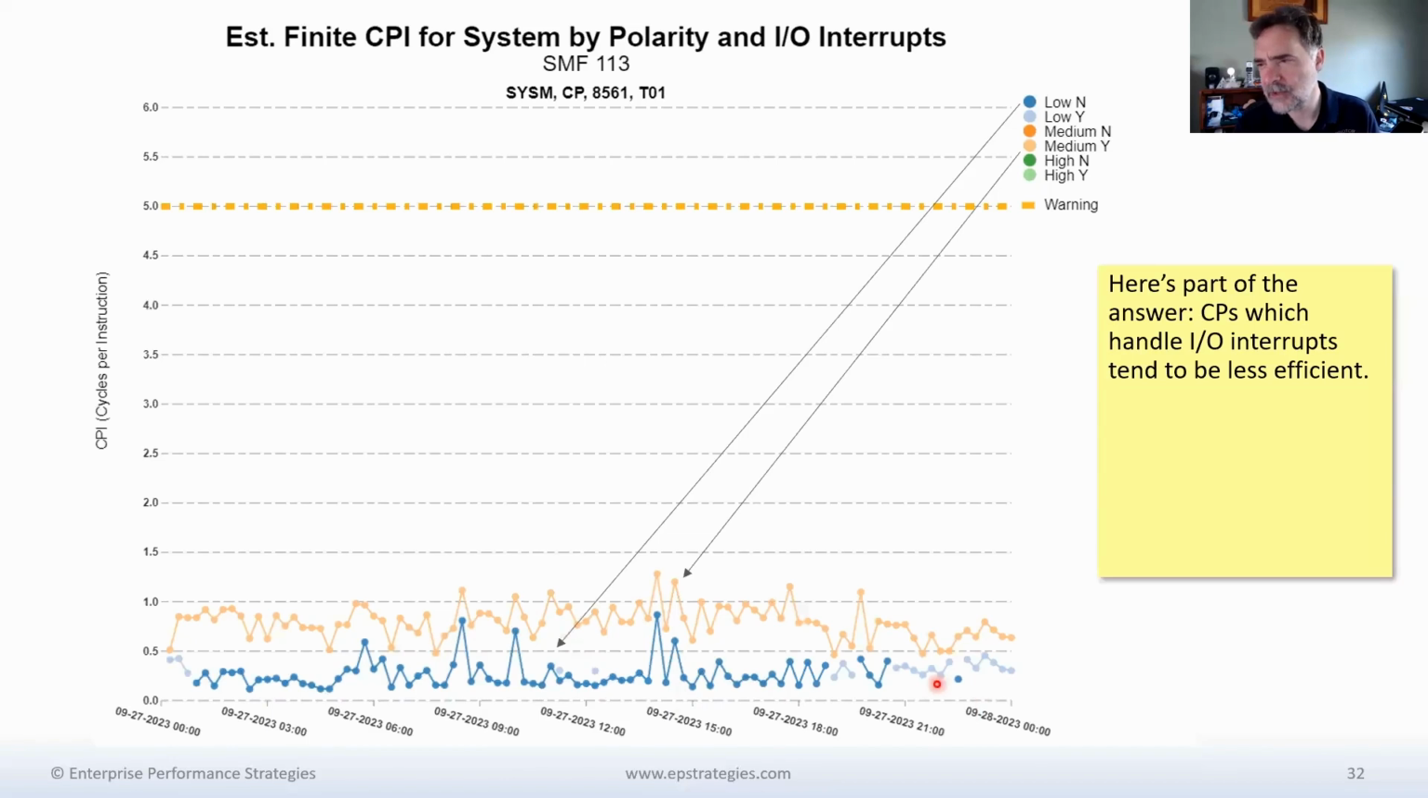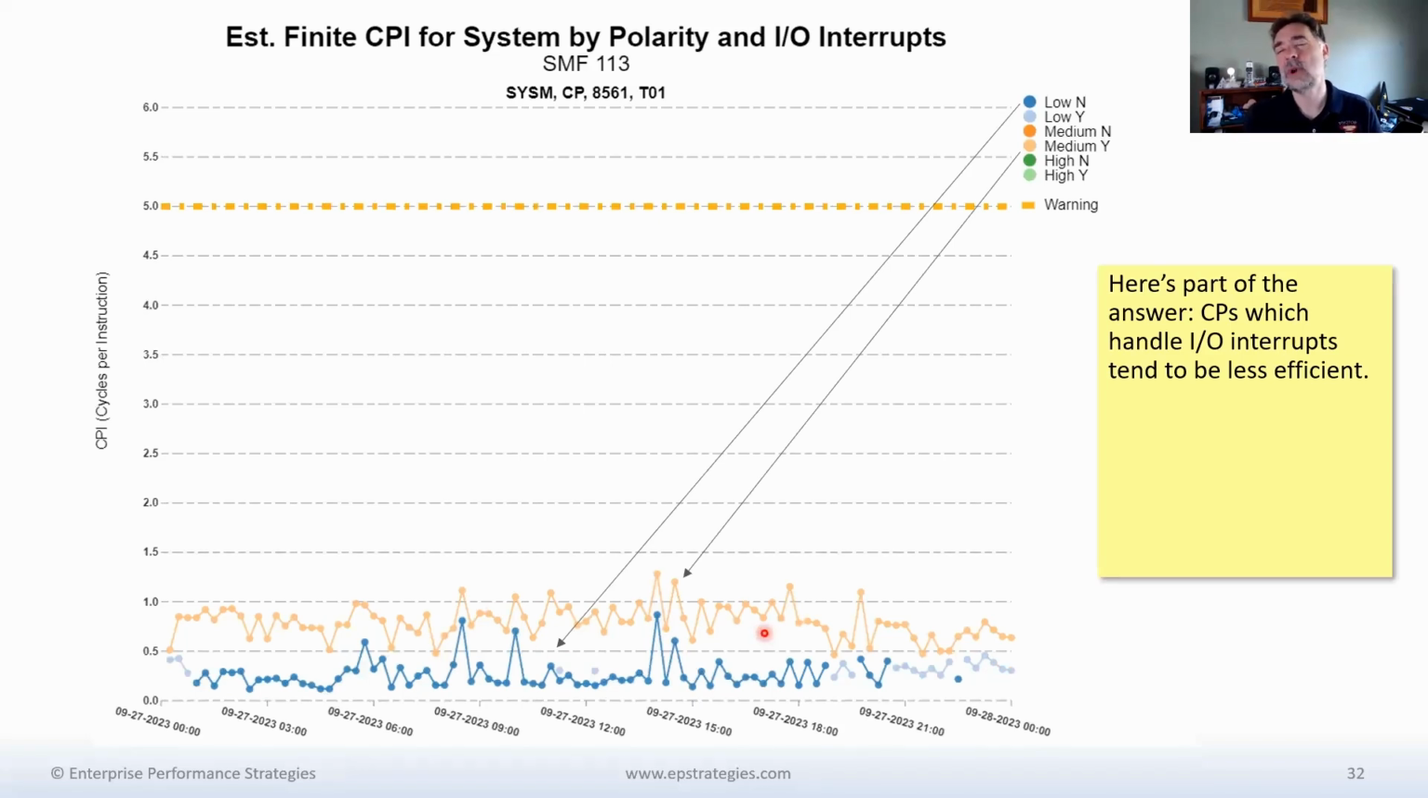Now, interestingly, we do see overnight here, we got light blue, which would be the low yes situation. So occasionally that vertical low is used to handle IO interrupts, but during most of the day, the vertical low is not handling IO interrupts. The vertical medium is handling IO interrupts.